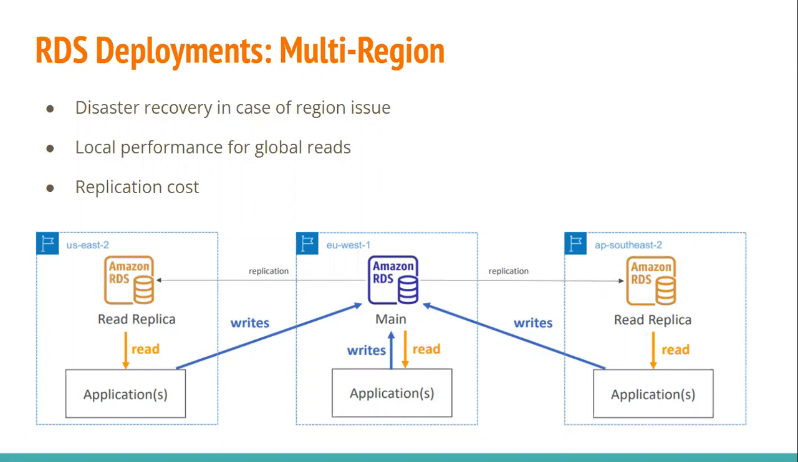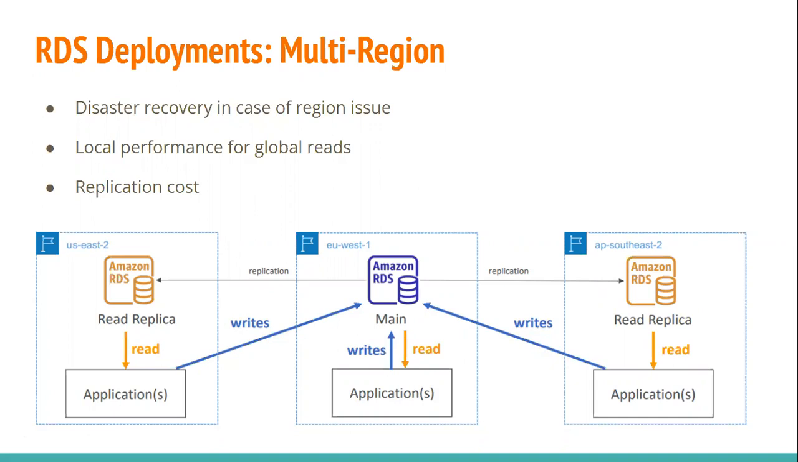Basically, it gives local performance for global reads. Globally, the read option will be available while the one main region goes down, right? So it will help keep your application up and running, right? For that purpose we use these RDS deployments, right?